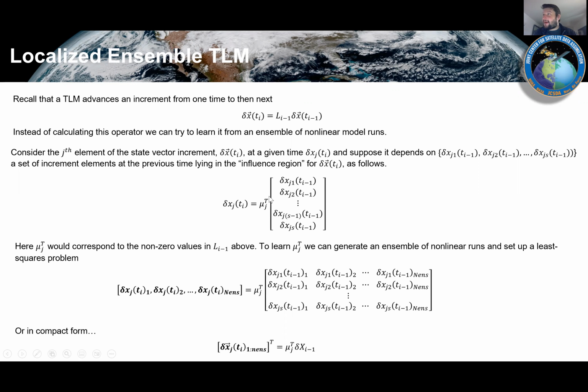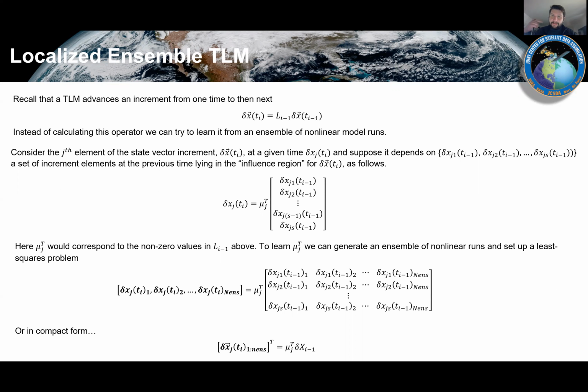This is not a well-posed problem, right? So we need to do something about that. And in this case, what we do is we use an ensemble to basically set up a least squares problem to solve for that vector. And I should say, maybe before going on, we would call this list the influence region for that grid point and variable of the model. And for an LETLM, a localized ensemble TLM, that's typically something spherical. It's points around it if you were to think of it in 3D space.